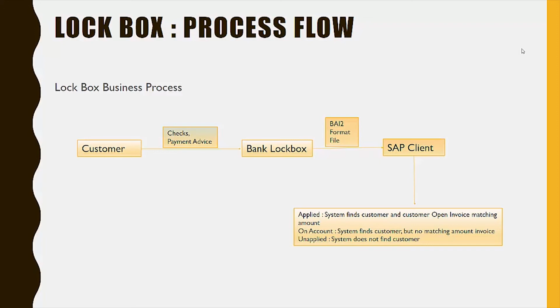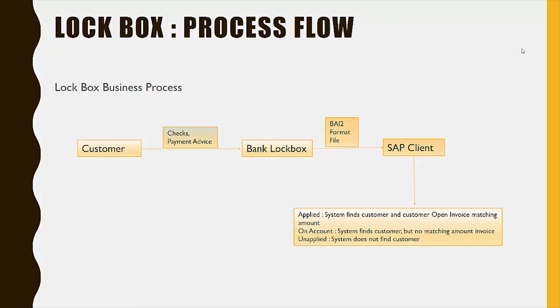Now this whole thing is a manual process. What Lockbox does is replace this manual process with an automatic process. Customers, instead of sending checks to the company, will send the check to the bank. The bank has a lockbox number. This lockbox number is actually a PO box number, which is provided by the USPS. So there is a PO box number, and customers send a check along with the payment advice to this PO box number.